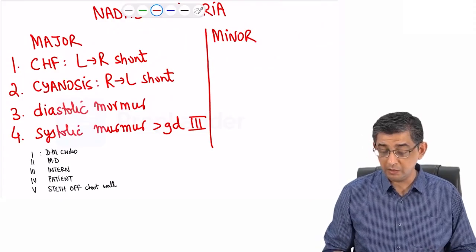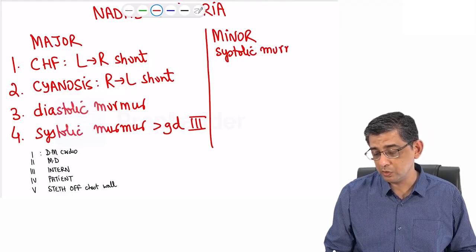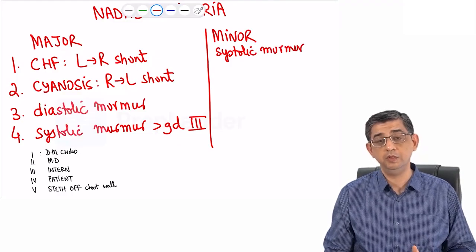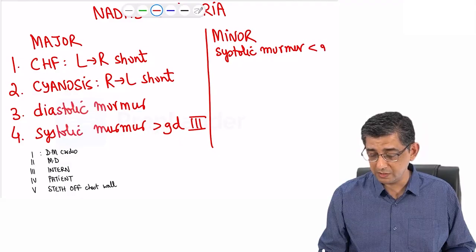And why I'm highlighting it, or I could have avoided it, is because in the minor criteria you will again read the word systolic murmur. The query of most doctors is, sir, you just told systolic murmur even for a major criteria. Now you're saying the same thing for minor. Well, the difference is less than grade 3.